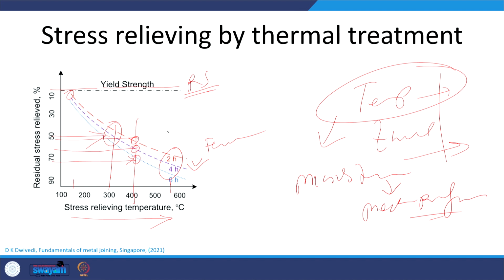Now, I will summarize this presentation. In this presentation, I have talked about the various approaches to be used for improving the joint performance, what methods can be used for reducing the defects in the weld joint, and what can be done for relieving the stresses.